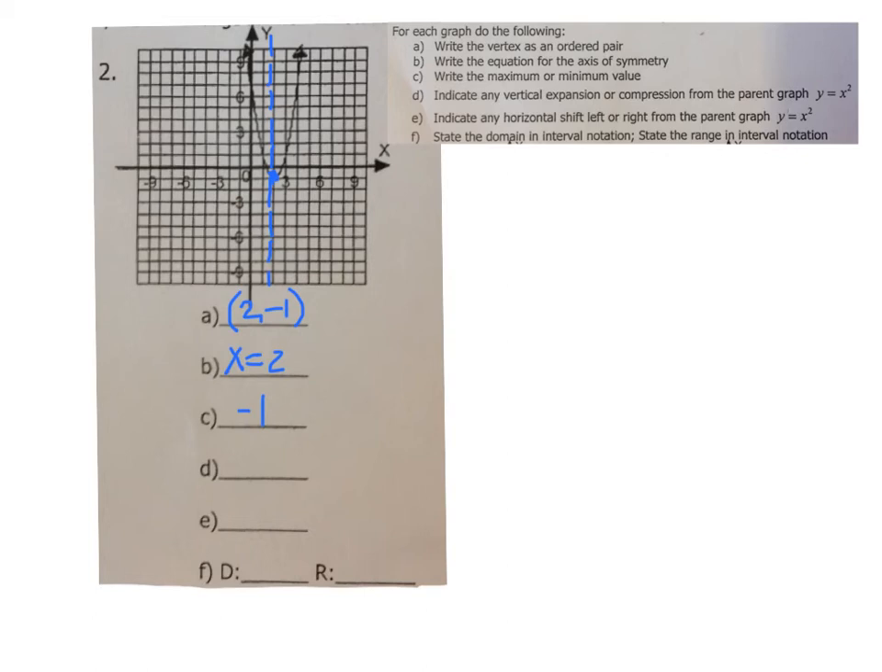Okay, so let's look at this. Vertical expansion or compression. So remember in my parent, I went up 1 and over 1 and hit a point. Okay, here I'm going to go up 2 and over 1 to hit that point right there. Then I'm going to go up 1, 2, 3, 4, 5, 6, 7, 8 and over 2 to hit that point. So there is definitely a vertical expansion.